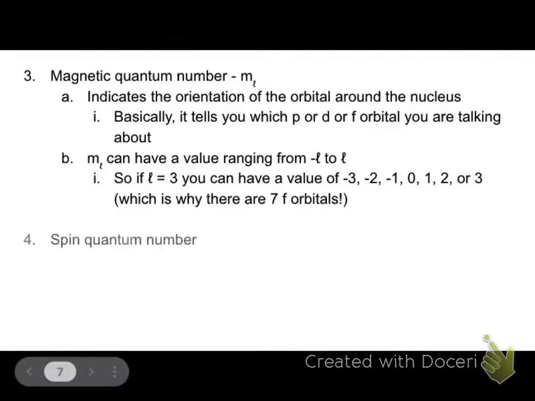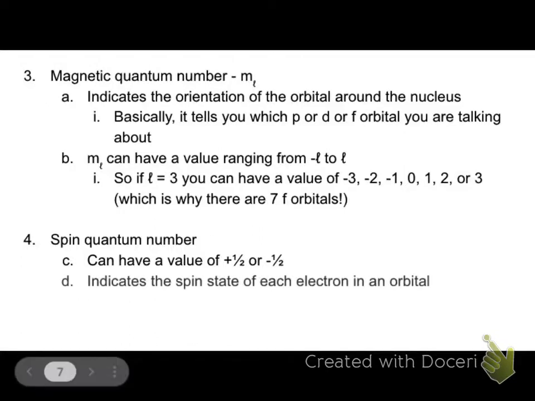Okay? The last number is much easier than all of these. It can only have 2 values. It's very simple, and it's the spin quantum number. It can have a value of either +1/2 or -1/2. Okay? This is indicating the spin state of the electron in an orbital. Is it spinning up or spinning down?